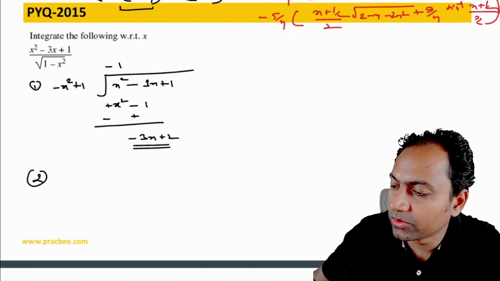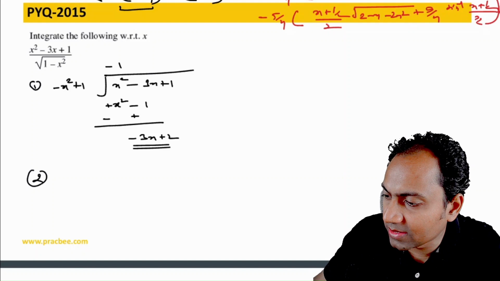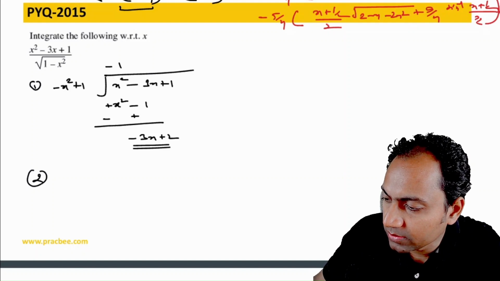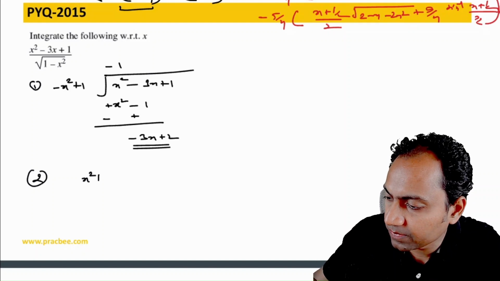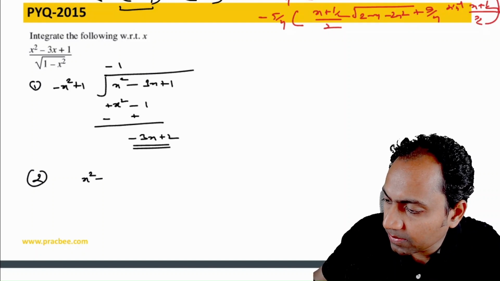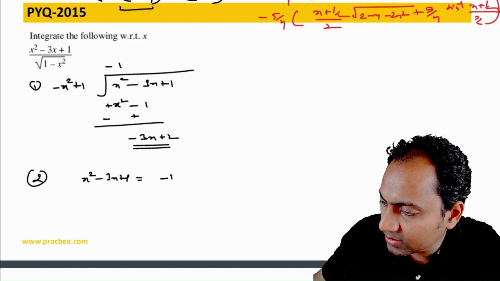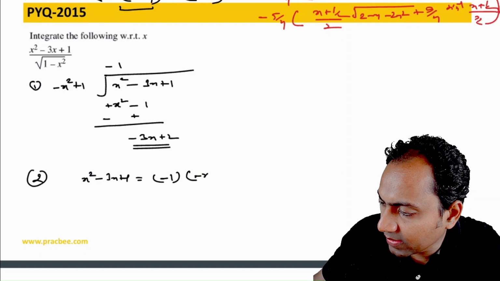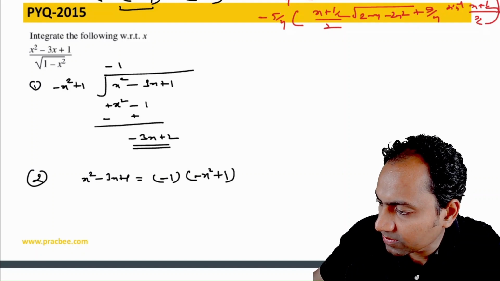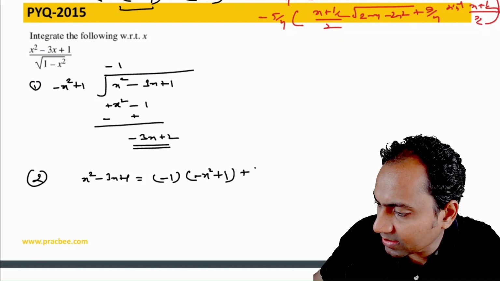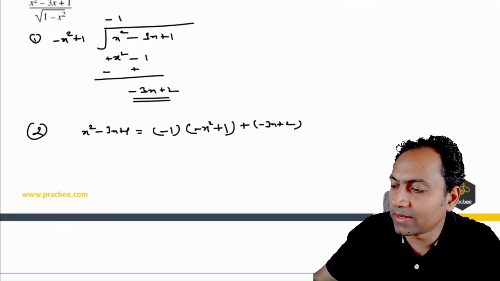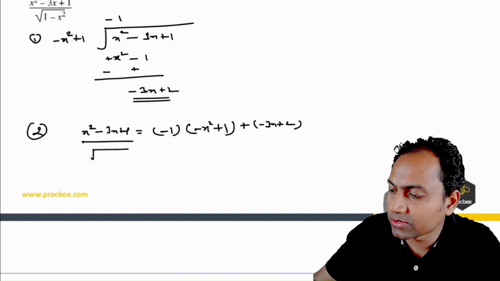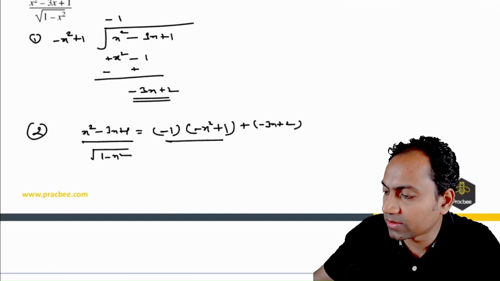Now if I look into the next step, let us write the numerator. So that is nothing but minus x square minus 3x plus 1, which can be written as quotient, that is minus 1, into divisor, that is minus x square plus 1, plus remainder, that is nothing but minus 3x plus 2. So this is what we have. Now if I divide this by the denominator, that is 1 minus x square, let us see what we get.